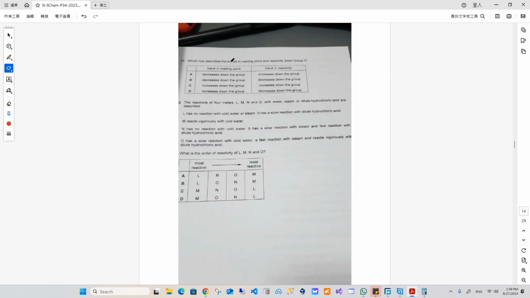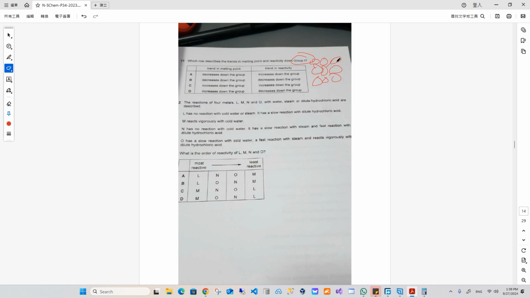Which row describes the trend in melting point and reactivity going down group 1? Okay, group 1 is metal, so it's all metallic structure. And for metals, what holds the metal particles together is the free electrons, because they have the forces we call the metallic bond. The metallic bond is present in all metals, so the electron sea is what's actually holding the atoms together.